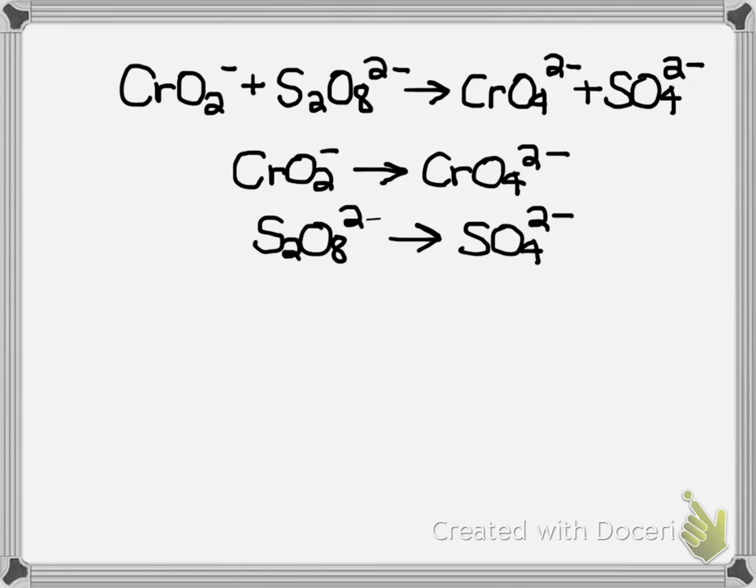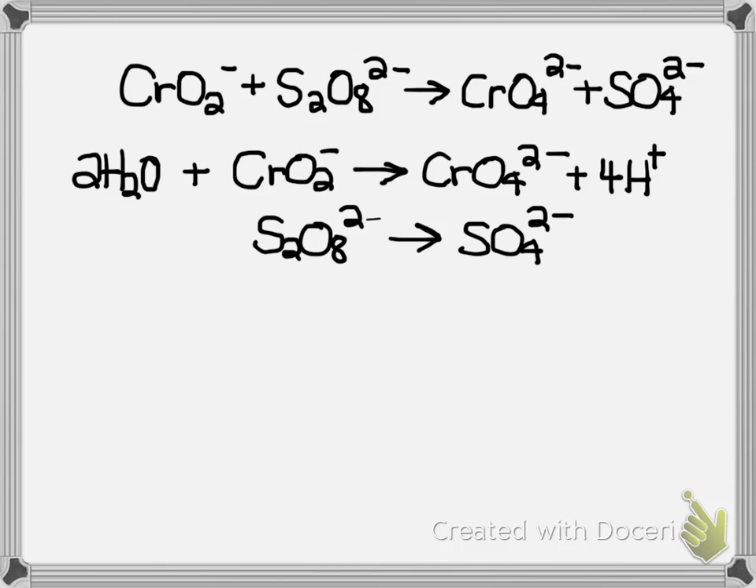So first balance everything except oxygen and hydrogen. I look and there's one chromium on each side, so that's balanced. Second, you balance the oxygens by adding waters. I see that I have 2 oxygens on the reactant side and 4 on the product side, so I add 2 waters. That will give me 4 oxygens on both sides. Then I balance the hydrogens by adding H+, so I would need 4 H+.